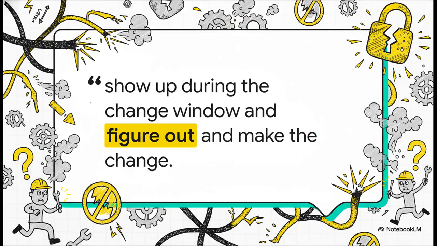Okay, so this is the wrong way. It's just pure chaos. You put in a ticket, you show up during the maintenance window, which is often in the middle of the night, and you just start improvising. You're figuring it out live on a production system. That's stressful, it's inefficient, and it is incredibly risky.